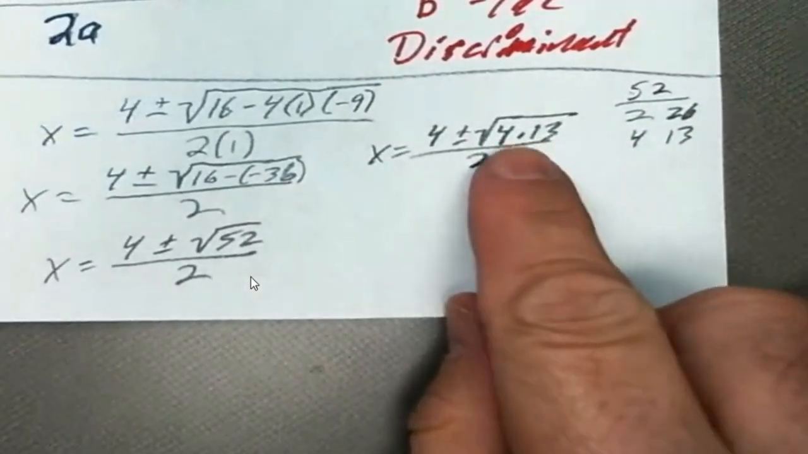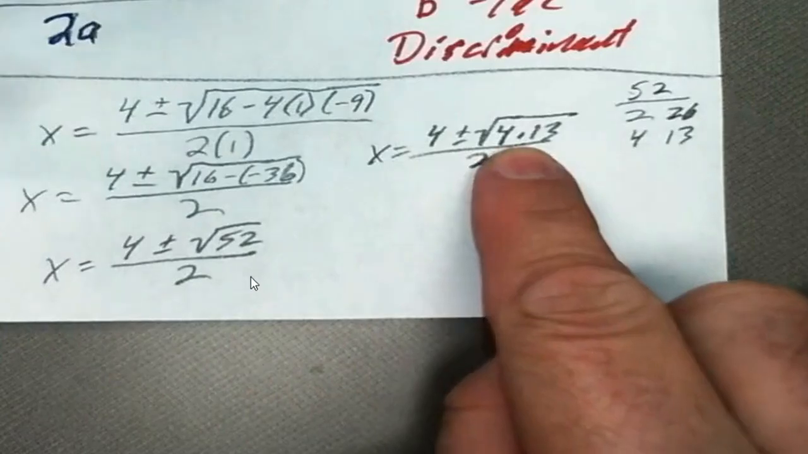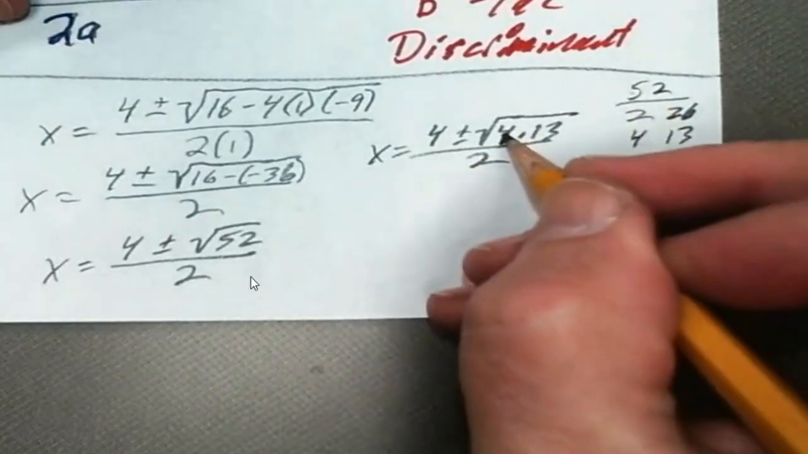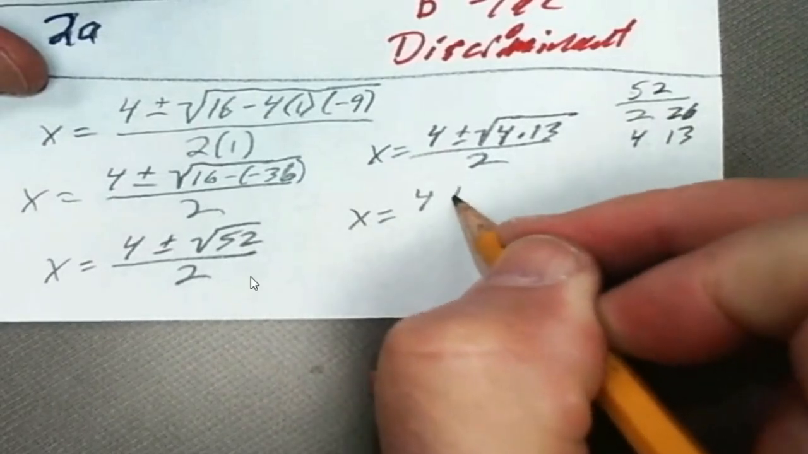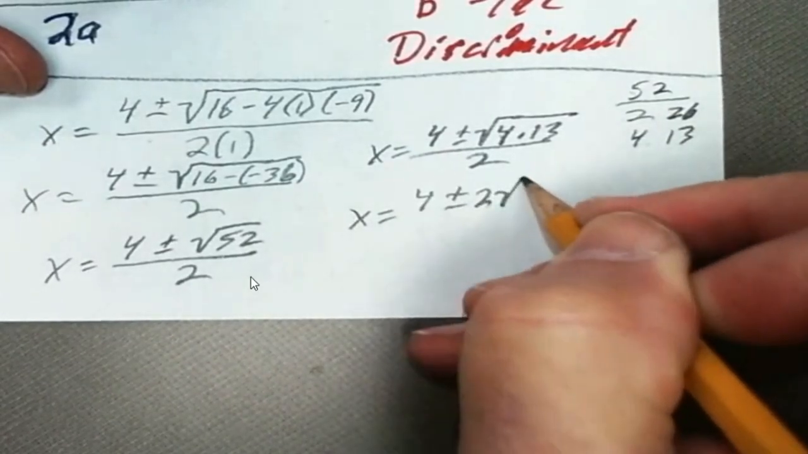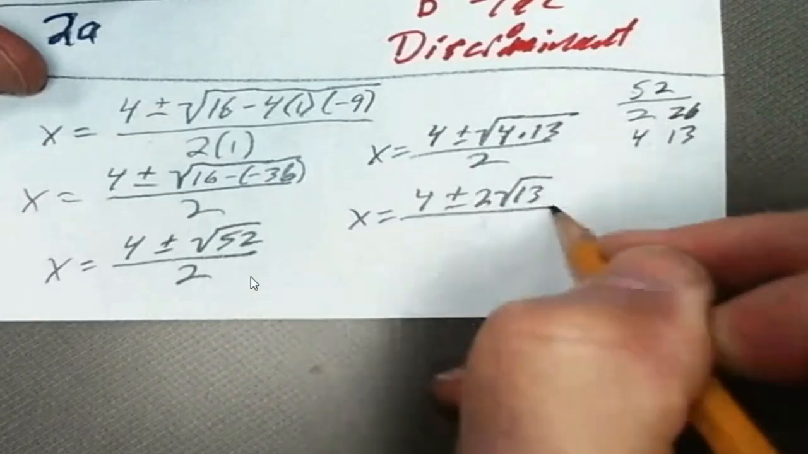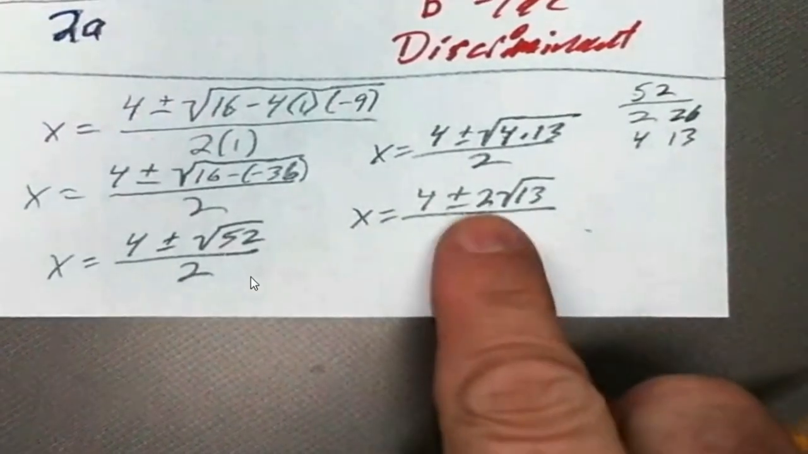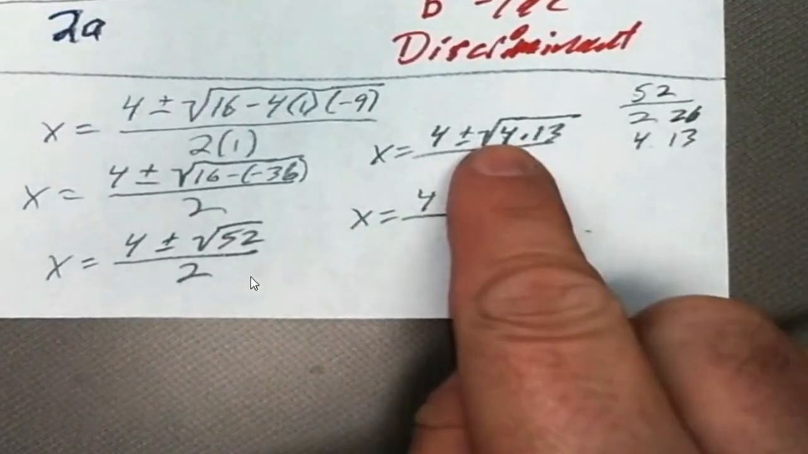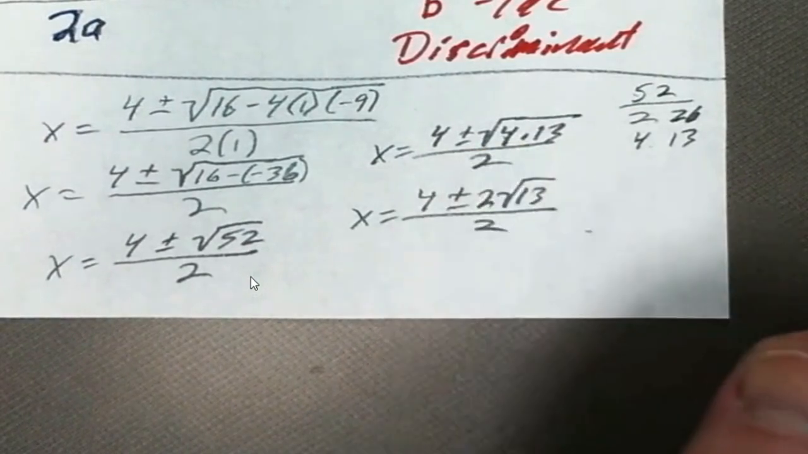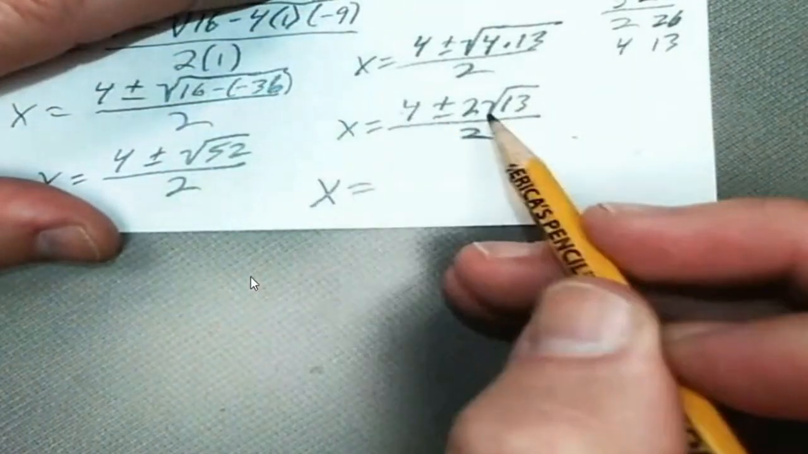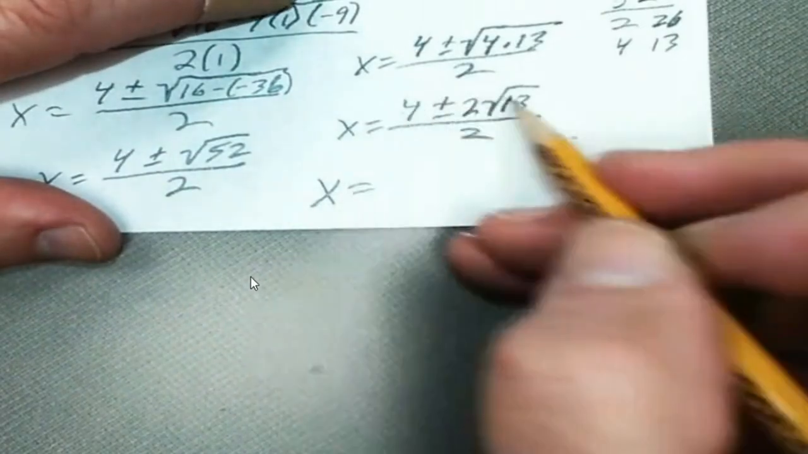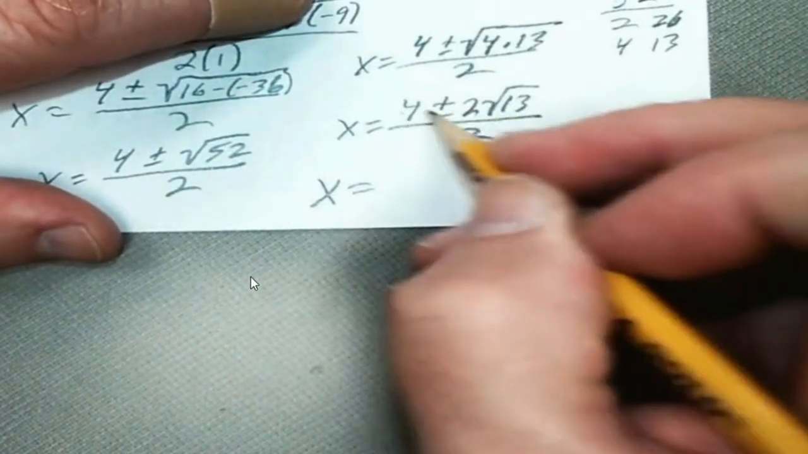4 times 13 is 52. We can take the square root of 4. So this is x equals 4 plus or minus 2 square root of 13 over 2, because we can take the square root of 4. It is almost as simple as it gets. We've got a 4, a 2, and a 2. We can cancel out 2 from all of those.